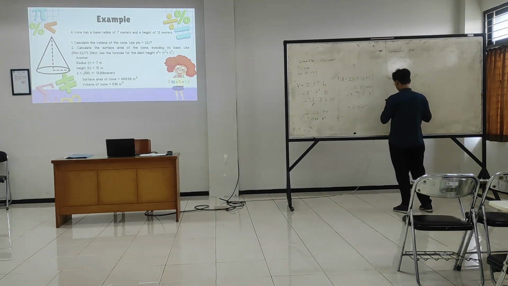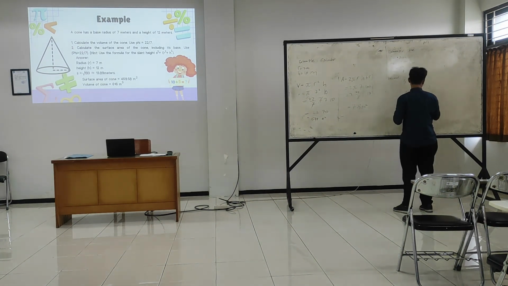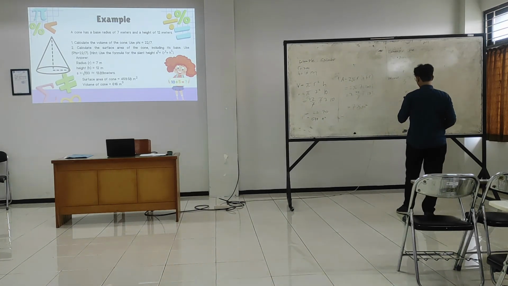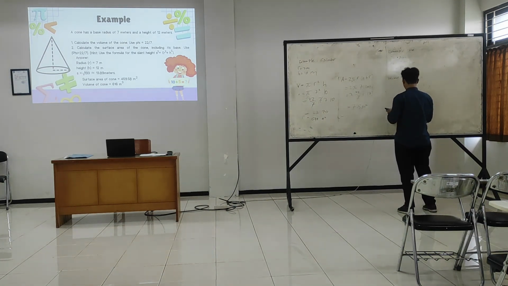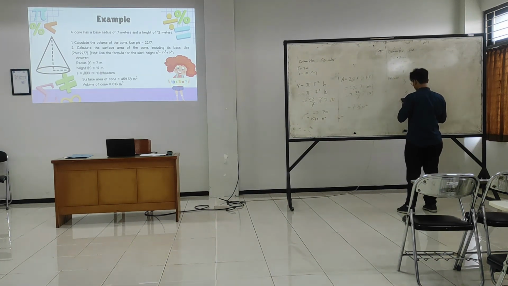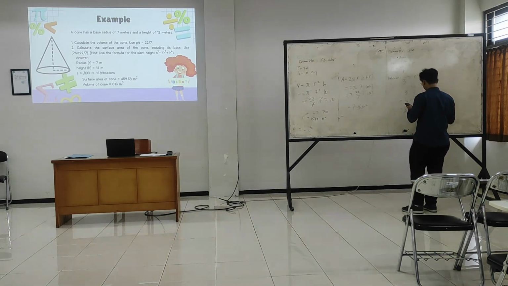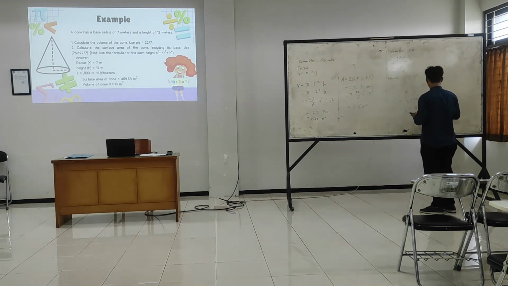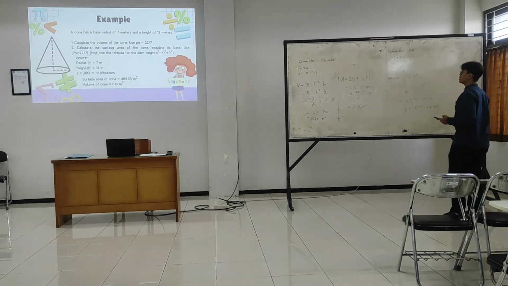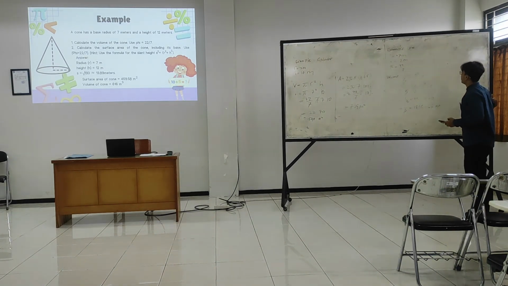So 3 times 22 and 7 times 12. So the volume is 1/3 times 1,848, equal 960 meter cube. So here's the example, and the answer.